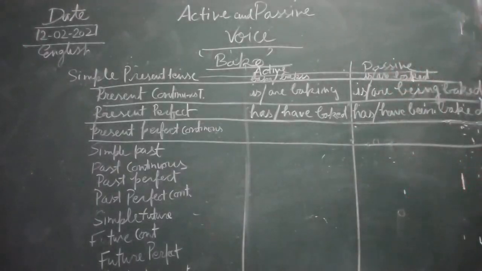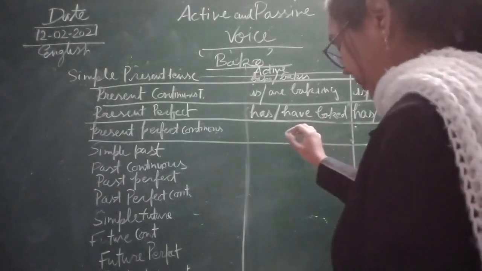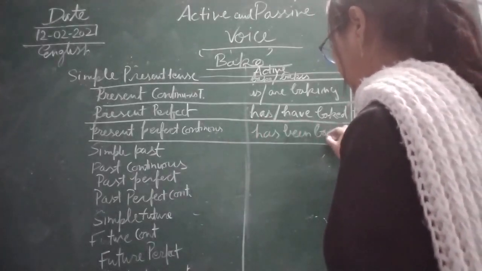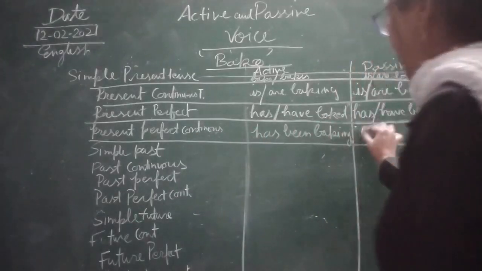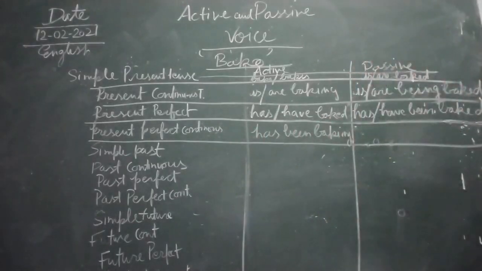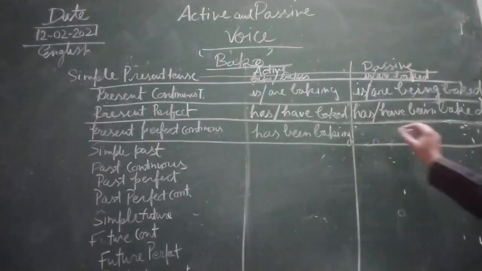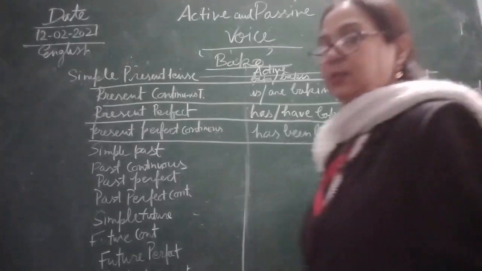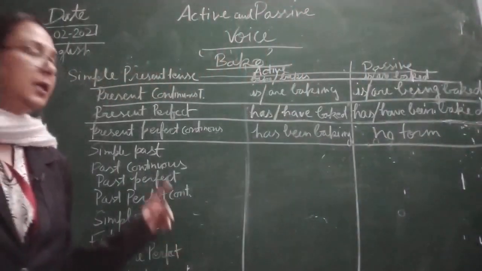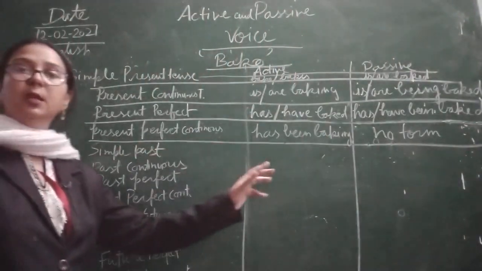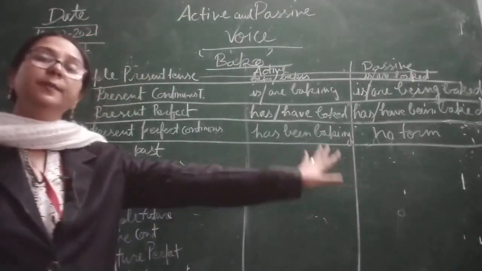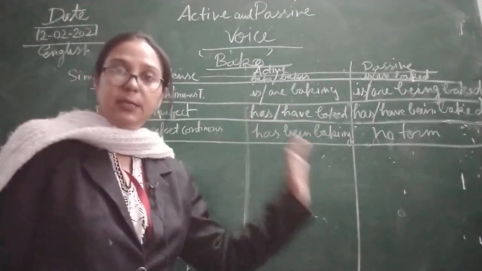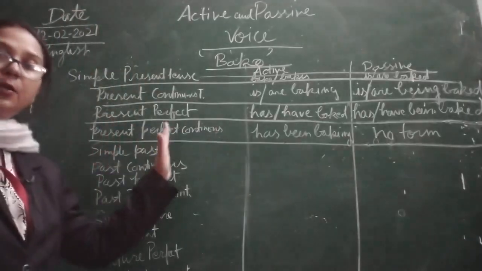So here what will we do? We will do has been baking in the active voice, and in passive voice what will we write? We will write nothing. No form will be used in the passive voice. So children, remember this, that in present perfect continuous tense we are not going to change, because in passive voice we are not making any sentences in present perfect continuous tense.